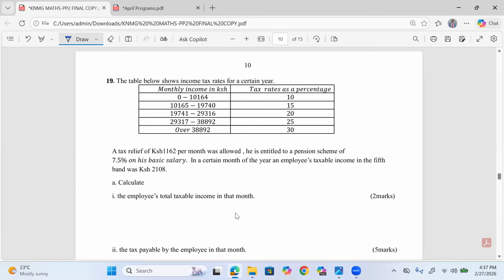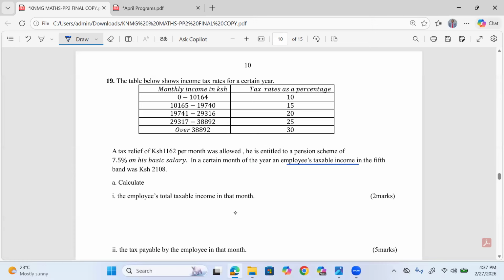In a certain month of the year, an employee's taxable income in the 5th band was 2108 Kenya shillings. We want to understand that. Calculate part A, Roman 1: the employee's total taxable income in that particular month.